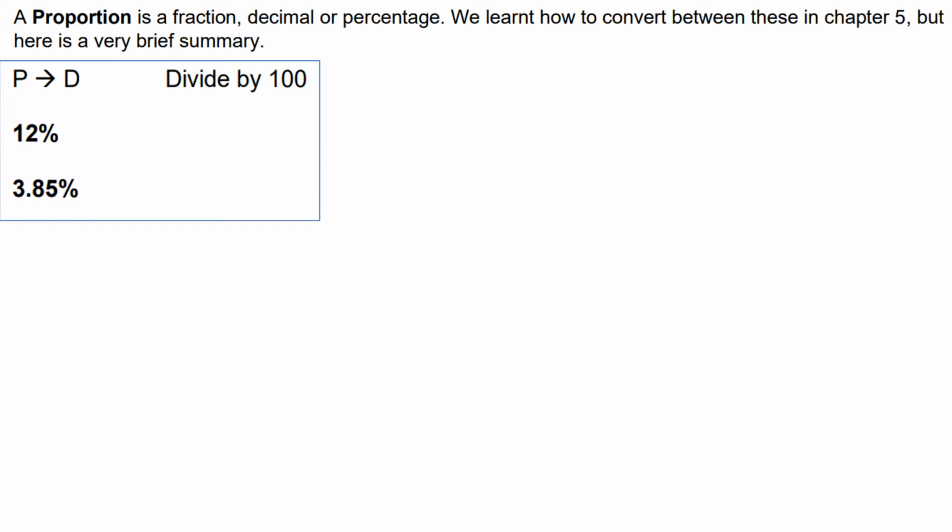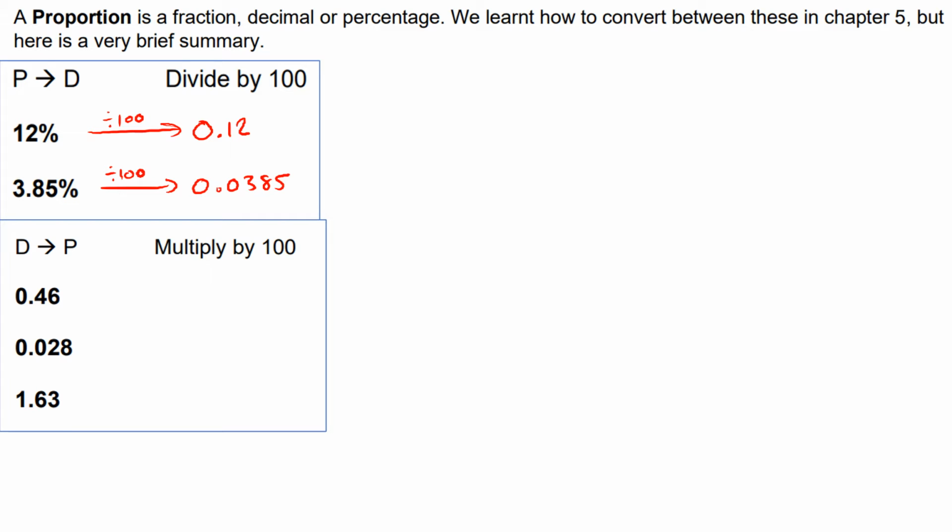If we want to go from a percentage to a decimal, all you do is divide by 100. That means you move the decimal point 2 spaces to the left. So 12%, if we divide by 100, gives us 0.12 as a decimal. 3.85%, if we divide it by 100, we'll go to 0.0385. Common mistake is just to say 0.385, just to say, well, it has to be that, but no.